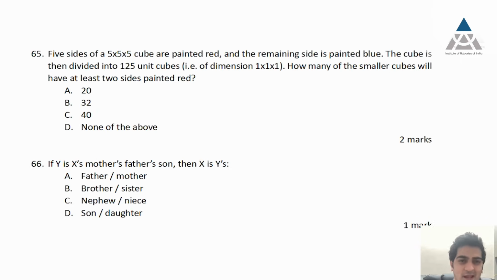Perfect. So with that, we move to the next one, question 65. So again, you see a red cube question, painting type question. So it says 5 sides of a 5 by 5 by 5 cube are painted red. Wow. And the remaining one side is painted blue. Okay, there are a total of 6 sides in a cube, 6 surfaces. The cube is then divided into 125 unit cubes. How many of the smaller cubes will have at least 2 sides painted red?